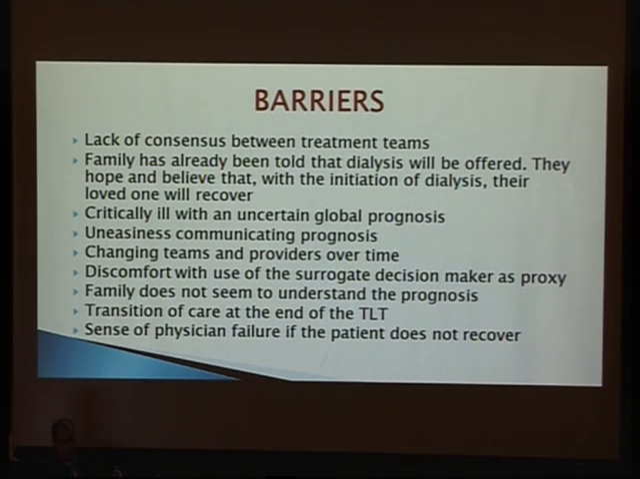And there are a lot of barriers for this care to be delivered. These are the most common barriers that we may face, like lack of consensus between treatment teams. The family has already been told that dialysis will be offered, so how are you going to stop it? Critically ill with uncertain global prognosis is one of the most common situations, and changing teams and providers over time, discomfort with the use of surrogate decision makers as proxies. The family does not seem to understand the prognosis, transition to care at the end of life, time-limited trials, and a sense of physician failure if the patient does not recover.